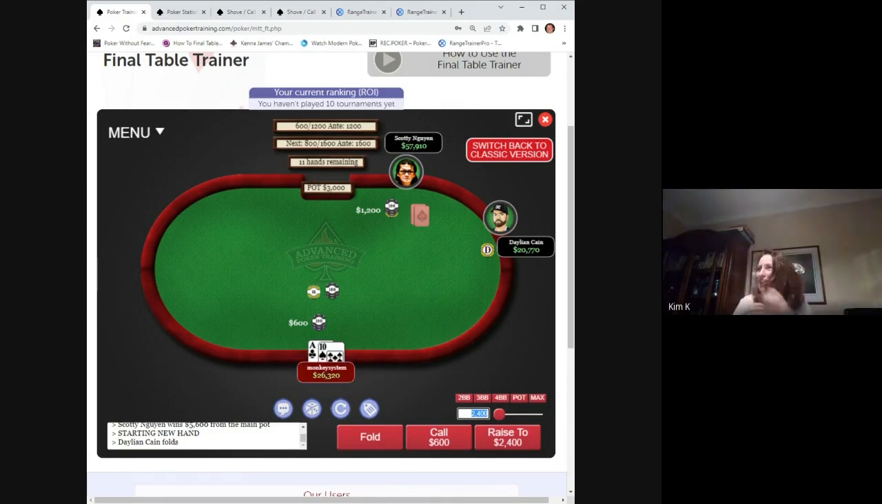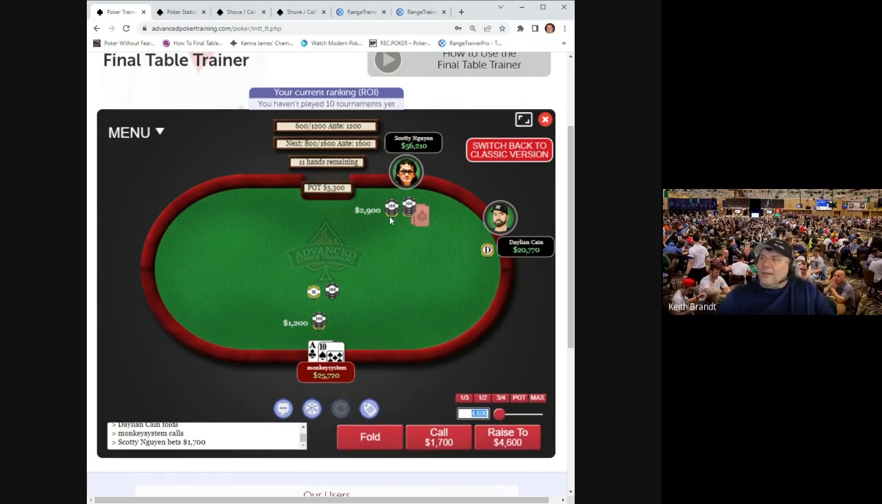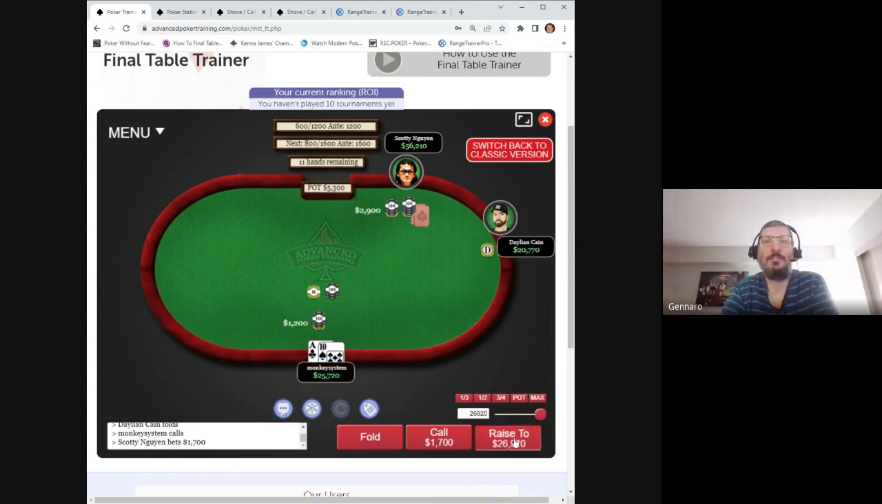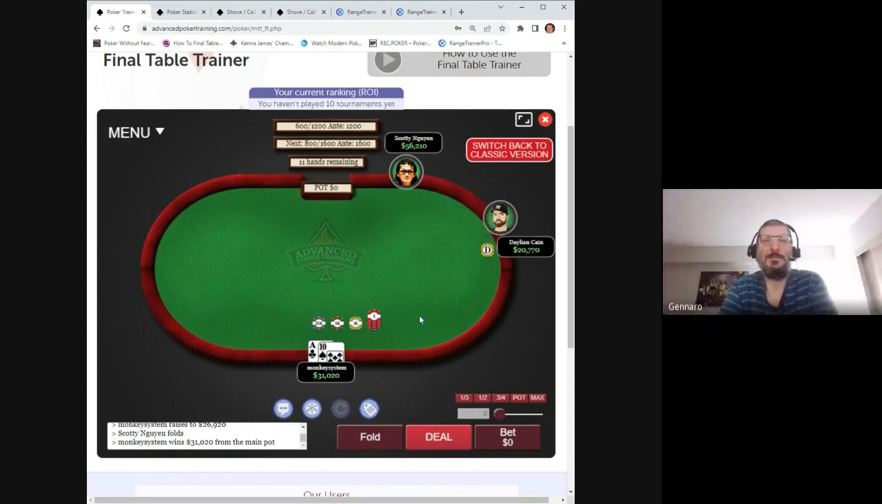So let's go for the limp. Come on, let's try it. I don't like just the straight raise. So there we go. Now he raised, and we're thinking this is almost any two cards. It's a small raise, so we're jamming. There you go, Scotty. You calling us all over, baby. Make him pay, baby.